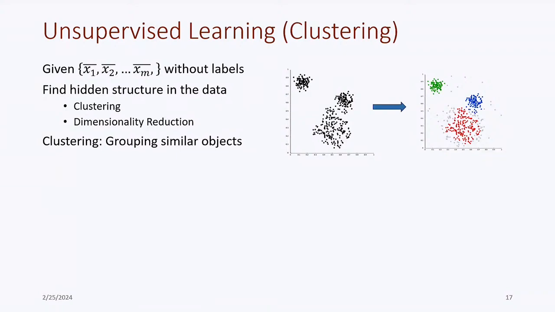Then let's look at an example of unsupervised learning, or clustering. So what is clustering? Clustering is one form of unsupervised learning.